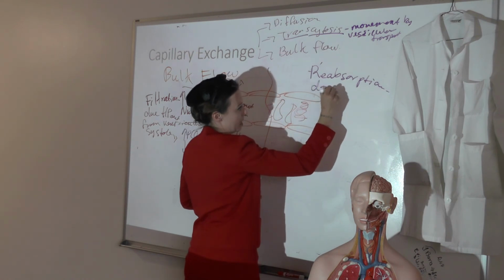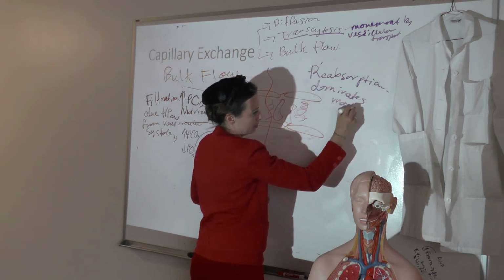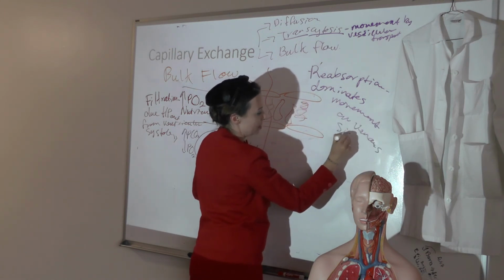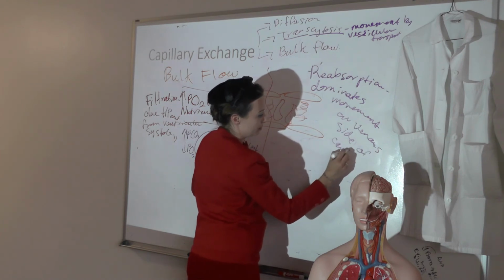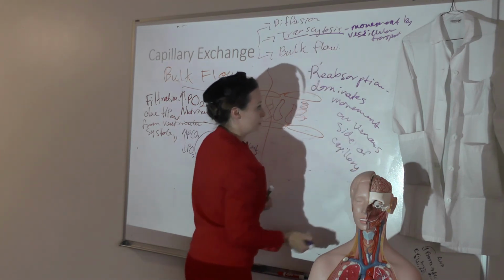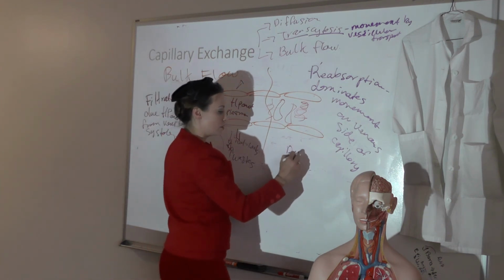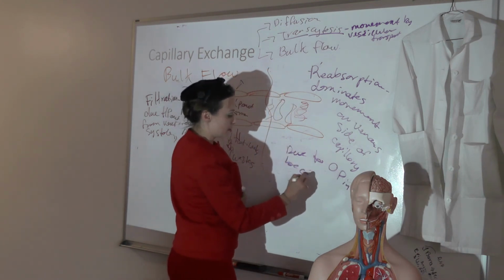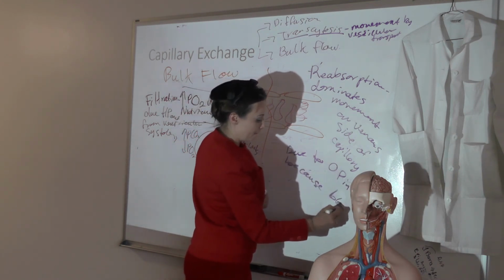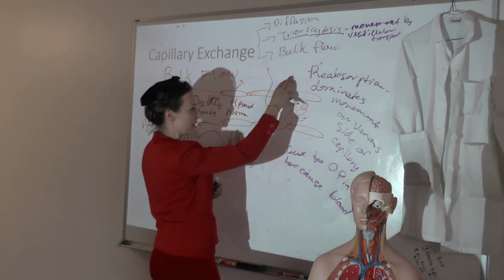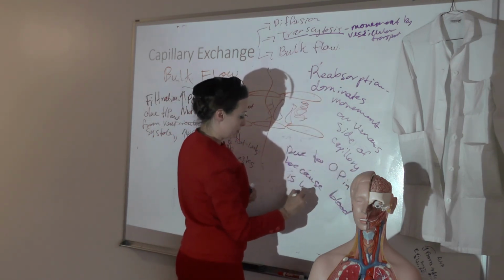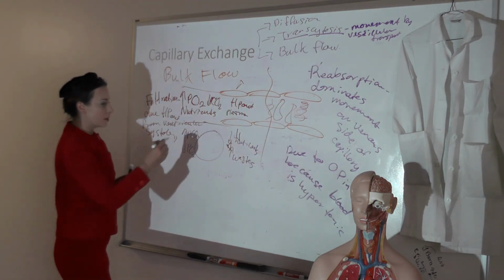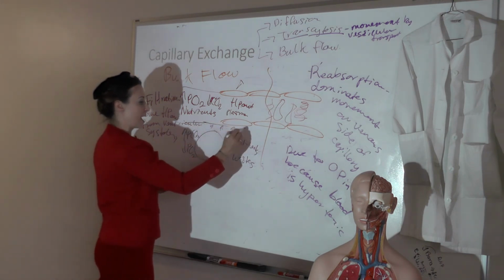Reabsorption is going to dominate movement on the venous side of the capillary bed. And we'll say this is due to osmotic pressure in because the blood is hypertonic. And water always wants to go from hypotonic to hypertonic. So you have osmotic pressure in the whole way across the capillary bed.